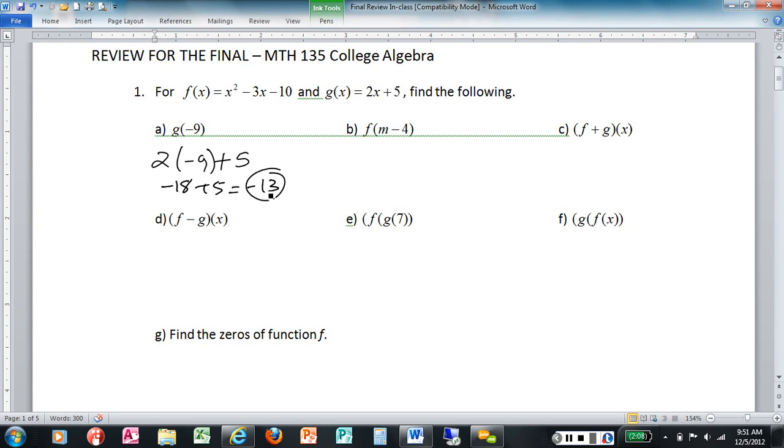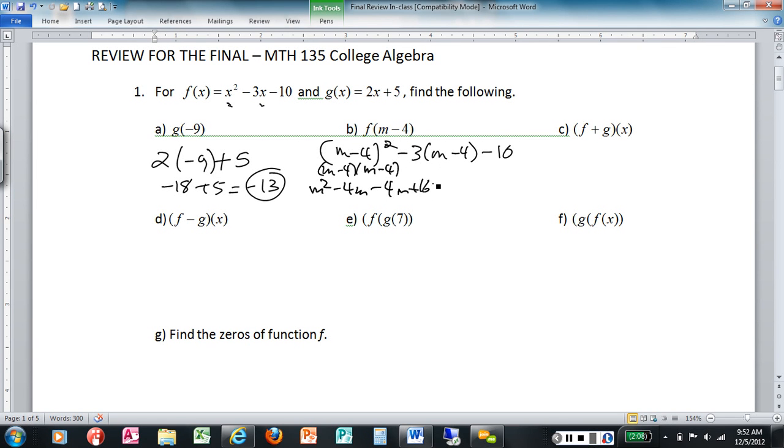Okay? Now, what we saw was, yeah, we could also, on 1b, input expressions like m minus 4. So this is saying for f, we're going to input m minus 4. And so wherever there's an x, I'm going to put m minus 4. So that'd be m minus 4 squared, minus 3 times m minus 4, minus 10. And so square that out. M minus 4, that's going to be twice. So it's going to be m squared minus, what, 4m? You've got to FOIL that out. Minus 4m plus 16 when you FOIL m minus 4 twice there.